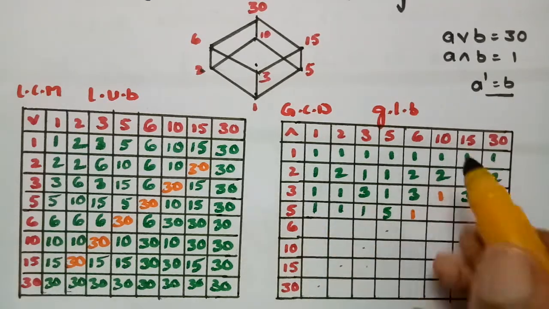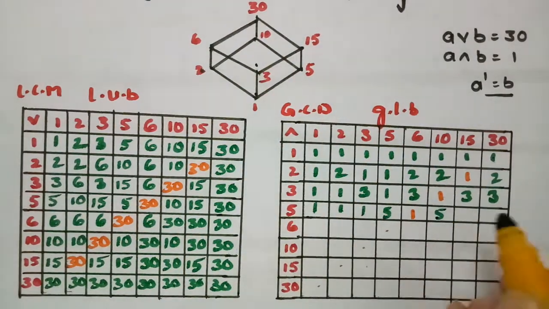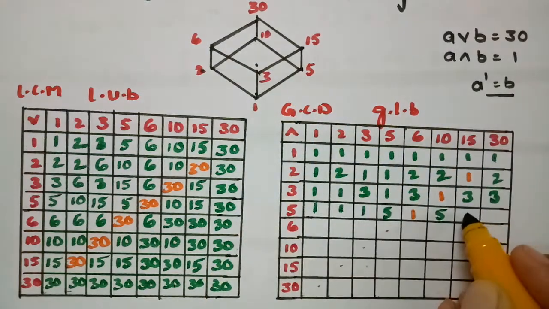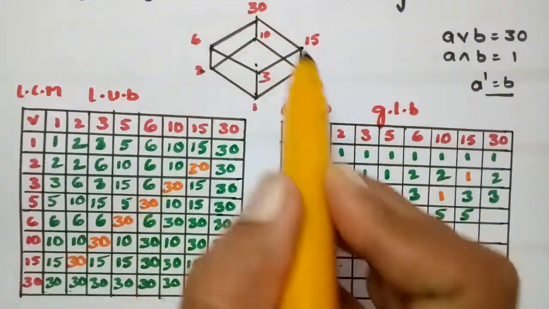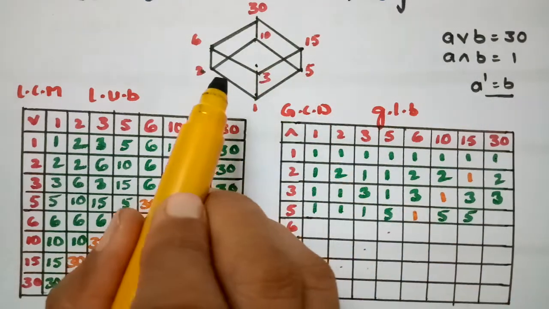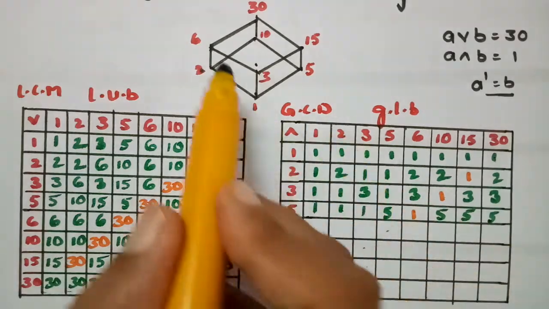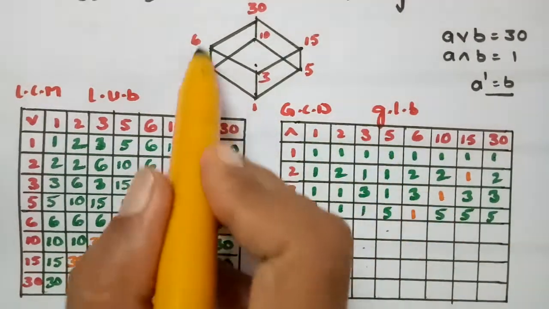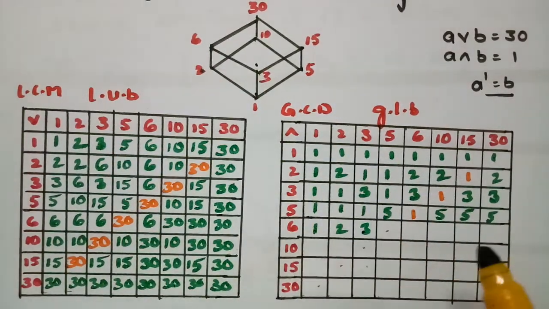Among 5 and 10, the least element here is 5. Among 5 and 15, the least element here is 5. 5 and 30, among those, the least element here is 5. And next coming to 6 and 1, the least element is 1. Among 6 and 2, the least element here is 2. Among 6 and 3, 3 is the least element.